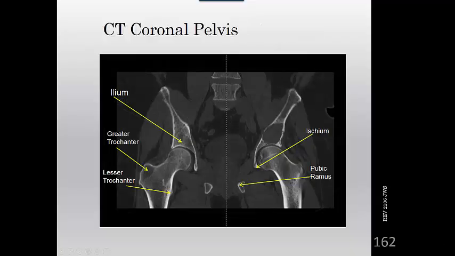There's a coronal view of the pelvis for bony trauma, or in this case, there's a huge, it's like a cystic mass. It's taking in the bone here. But you have the ilium, femoral head, greater trochanter here, lesser trochanter there, ischium is coming in here, and then the pubic ramus there.